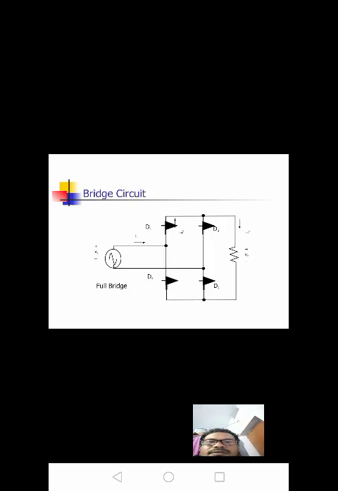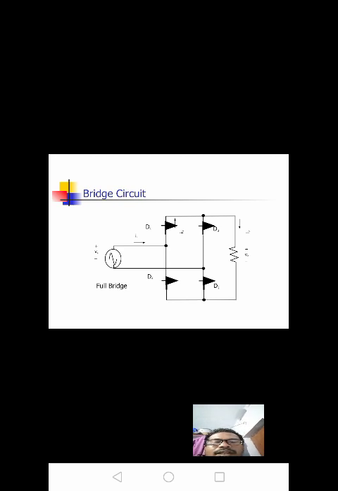Full bridge circuit: we are using 4 diodes, and the load is connected across it. The supply is in between the diodes. The operation of the circuit is as follows. During the positive half cycle, diodes D1 and D2 are conducting through the load. At that time diodes D3 and D4 are off.